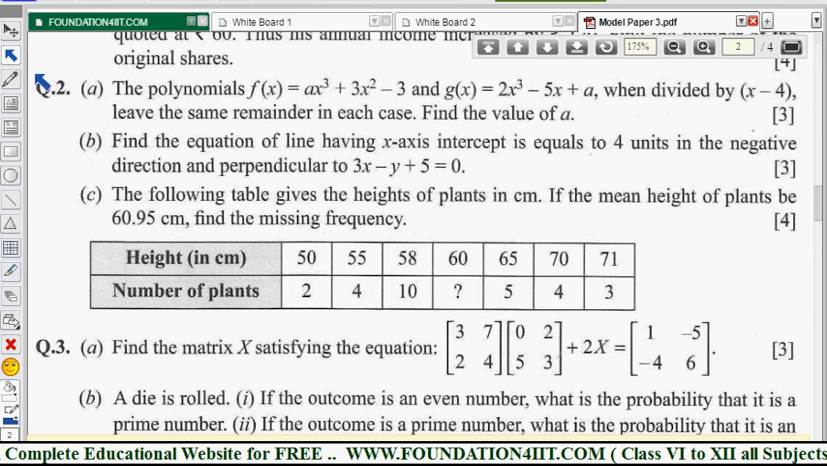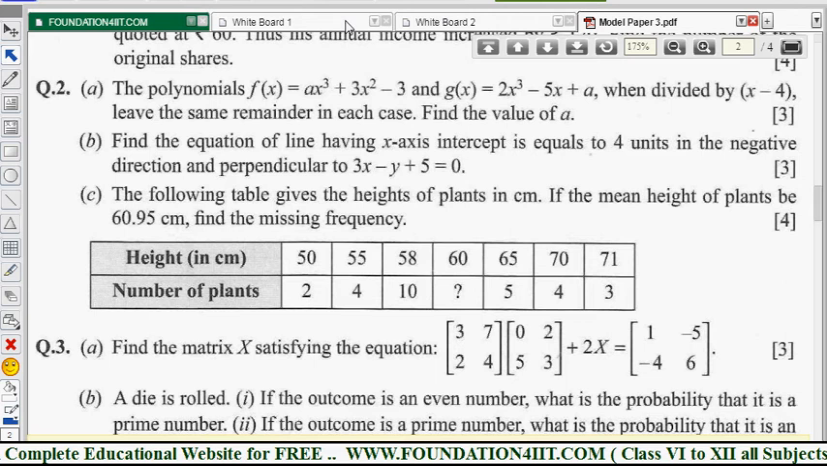So, question number 2. In this first one, the polynomials are f of x equals a x cube plus 3x square minus 3, and g of x equals 2x cube minus 5x plus a. These two, when divided by x minus 4, leave the same remainder in each case. Then find the value of a. Let us use the remainder theorem to find the value of a.